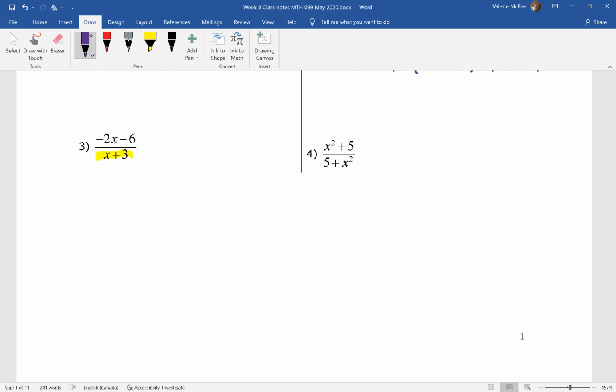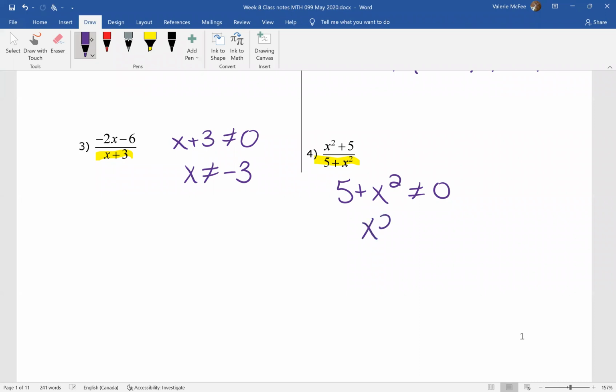We're looking at the denominator. X cannot equal -3. We're looking at the denominator. 5 plus x squared cannot equal 0. Subtract 5 from both sides. X squared cannot equal -5.